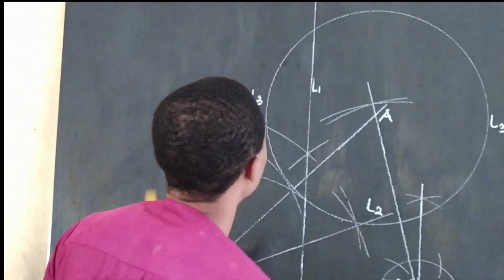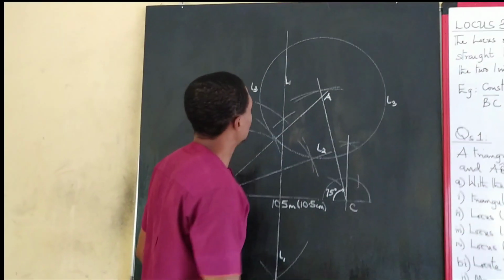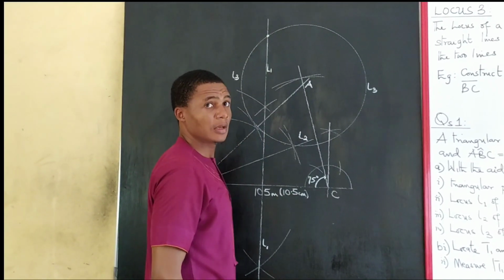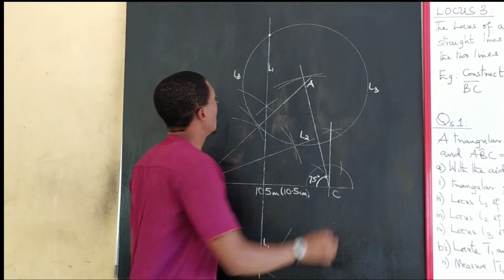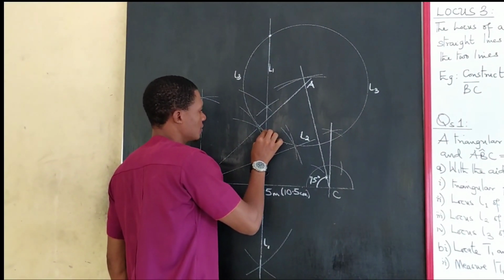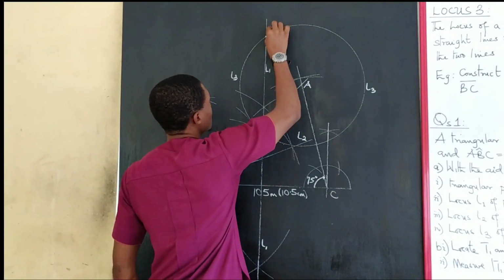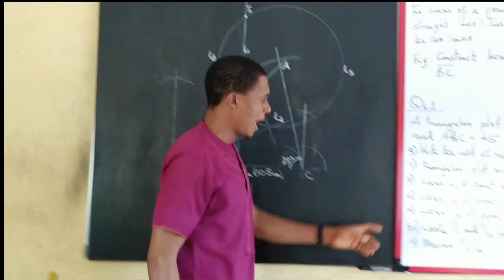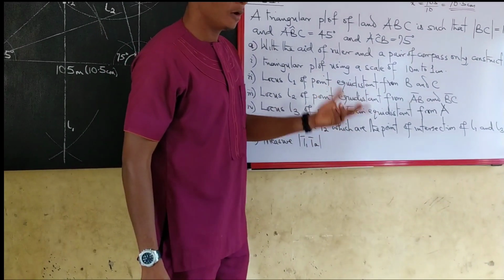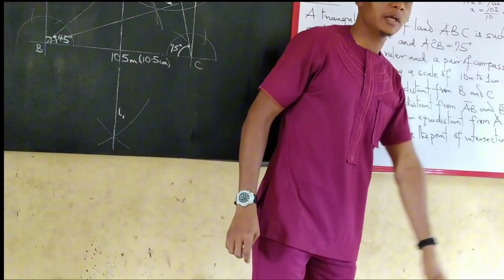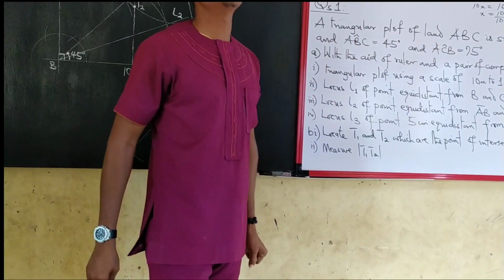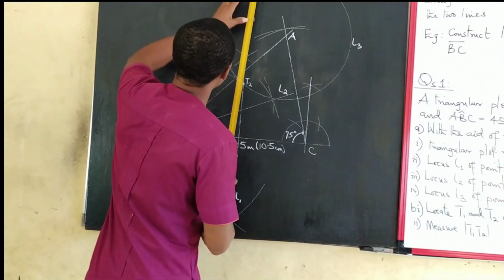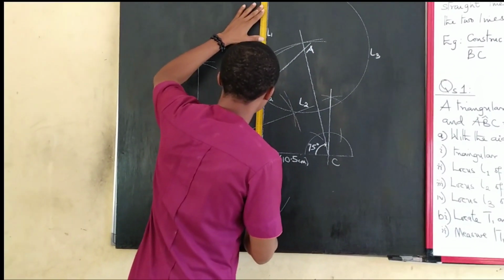Alright, so now look at the points of intersection. So here I have one, right? Yes. I hope you are following. I have here one. I also have here two. So here will become T1 and here will become T2. So I have located T1 and T2 from the points of intersection of L1 and L3, right? And they say measure T1 and T2. So measure T1, T2. So that means I have to measure.